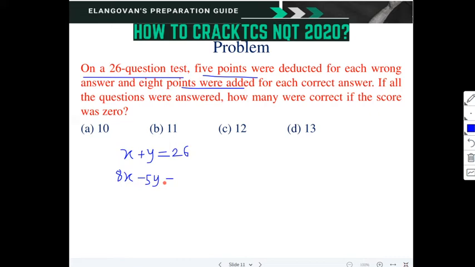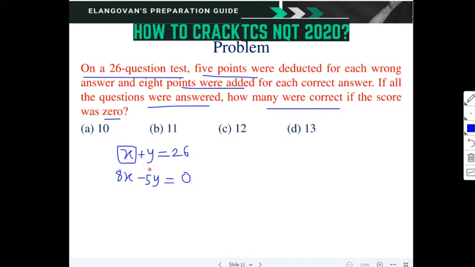So what is the final score of that boy? If all the questions were answered, that is, all the 26 questions are answered, how many were correct if the score was 0? What is the total score? Total score is 0. Now we have got two equations. We have to solve this, and what we have to find out is how many were correct. Okay, x is required now. Whatever x we are getting is going to be the final answer.